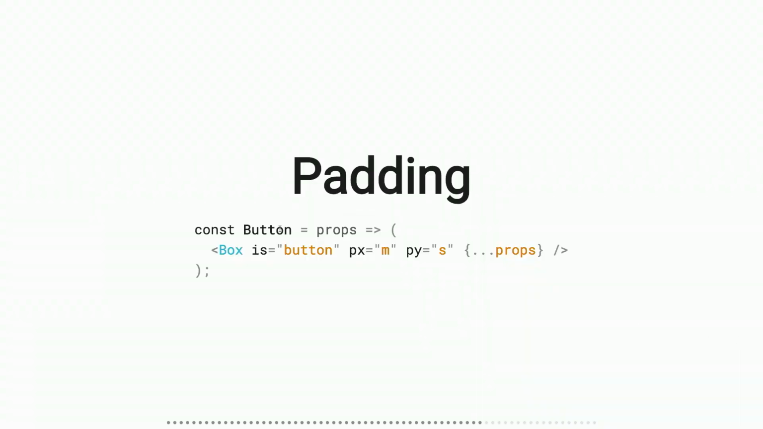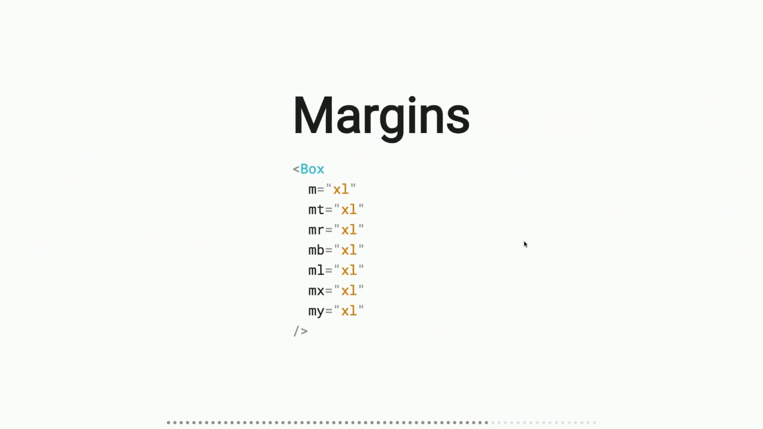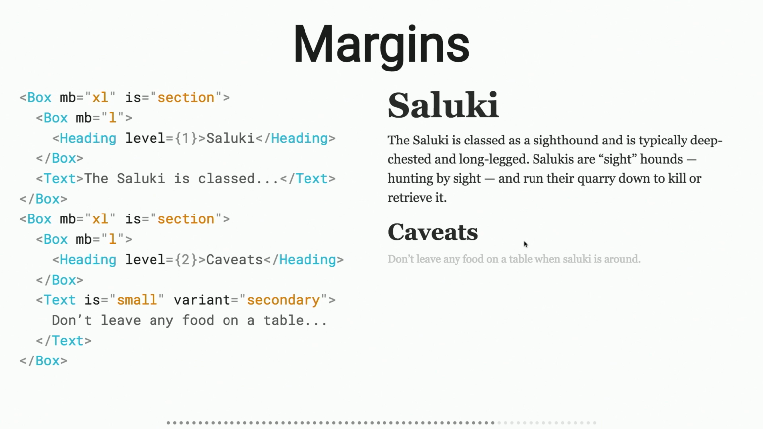And that's how we can use it in our app. So we're creating a button component that renders a box component using the button HTML element, and it has horizontal medium padding and small vertical padding. Exactly the same with margins, but instead of P, we have M, MT, MX, MY. And we use it like this. We have extra large margin below this section and large margin below the heading, and same for the second section.